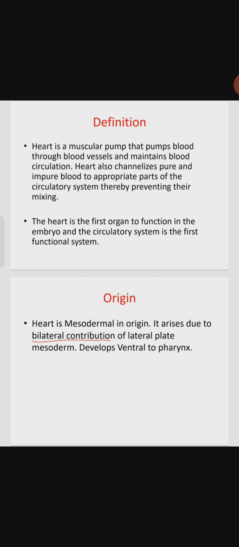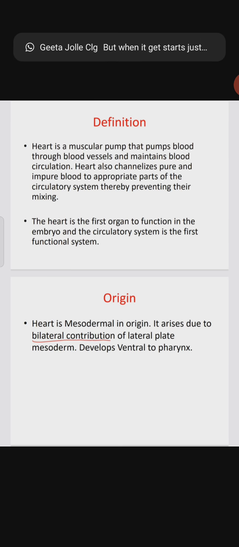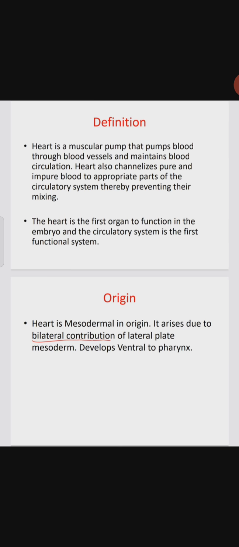Like this, each and every layer in the embryo gives rise to different cells, different tissues and different organs. Understood? So the heart is the first organ originated during embryo formation. This is the first functional system and it originates from the mesodermal layer. It arises due to the bilateral contribution of the lateral plate mesoderm. It develops ventral to the pharynx. Where is it developed? It is on the ventral side of the pharynx region.